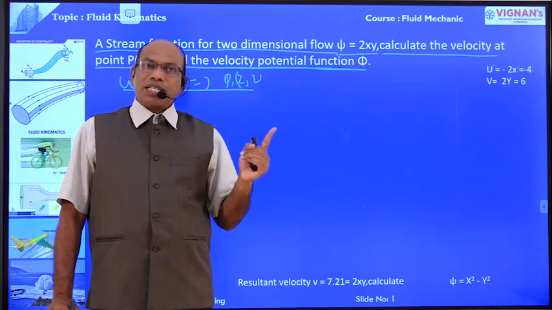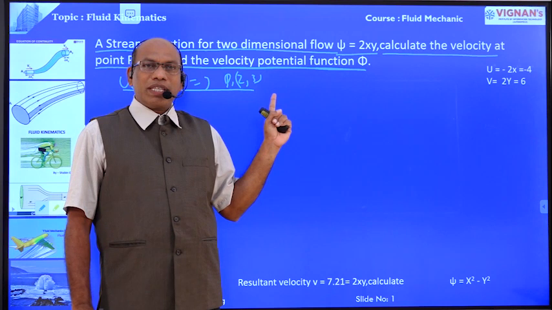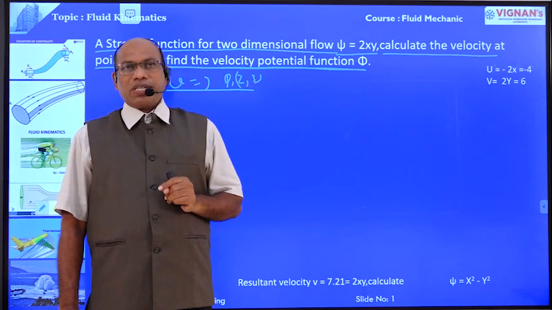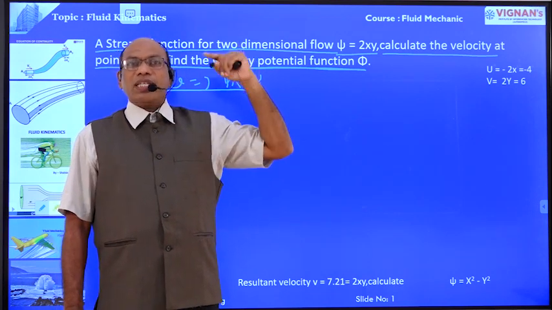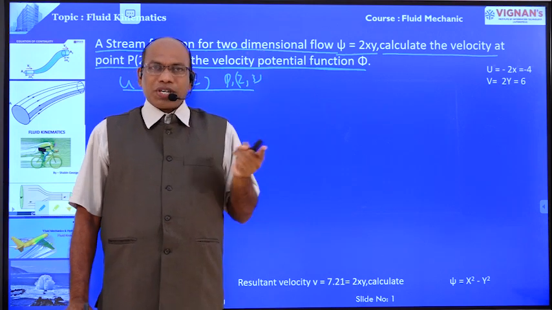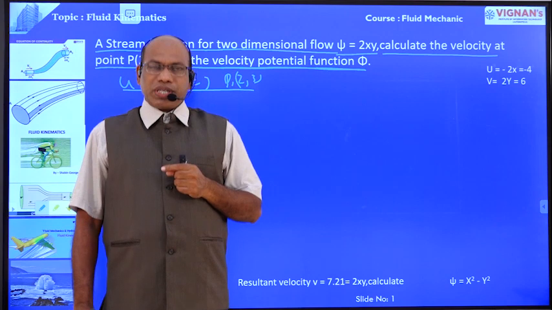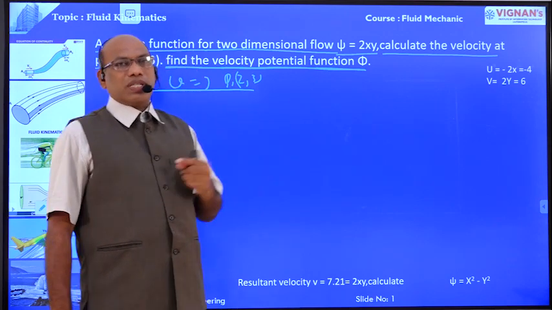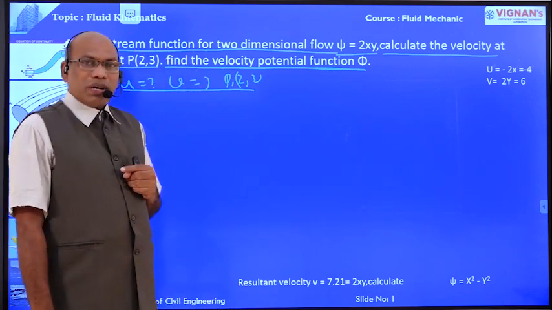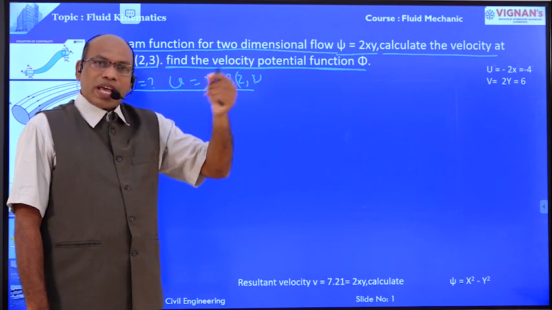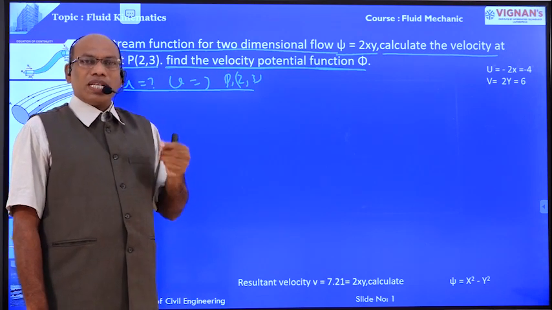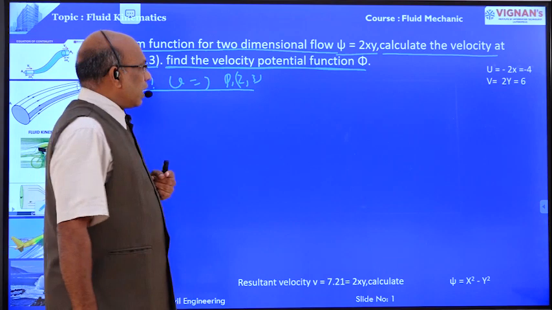Based on the stream function, here we are going to determine the velocity potential function. Earlier case, they have given the velocity potential function, and based on that we derived the stream function. Now this is the reverse case. First, we are going to determine what is the component of velocity in x direction, what is the component of velocity in y direction. Right?